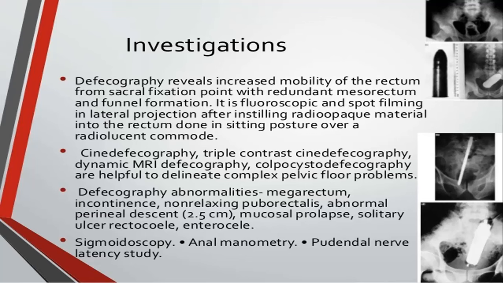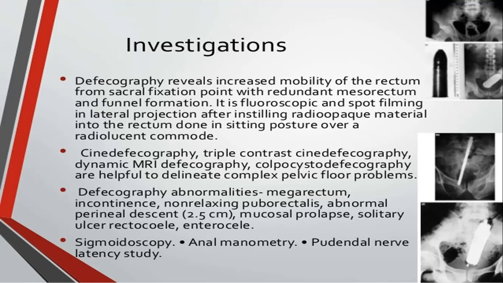So, what are the abnormalities you can find in defecography? You can see a megarectum, incontinence, non-relaxing puborectalis, abnormal perineal descent, which is more than 2.5 centimeters, mucosal prolapse, solitary ulcer, rectocele, enterocele. You can identify all of these in defecography.